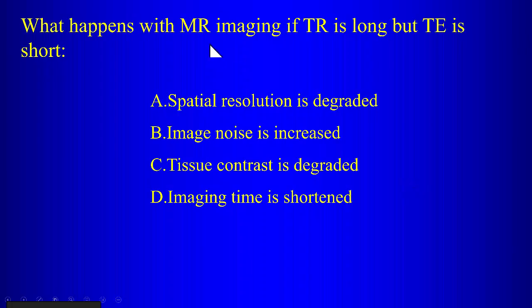So what happens in MR imaging? So we've talked about short TR, short TE. We talked about long TR, long TE. What happens if TR is long, but TE is short? You get less contrast. Yeah. That maximizes the signal from all of your tissues, right? And so that minimizes tissue contrast. Although it's very high in signal, it minimizes tissue contrast because you're not really accentuating T1 effects or T2 effects, okay? So your tissue contrast will be degraded.